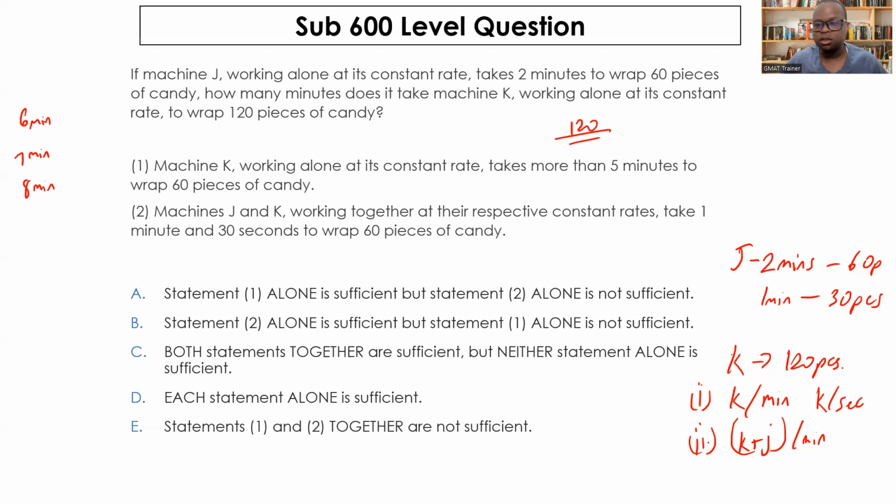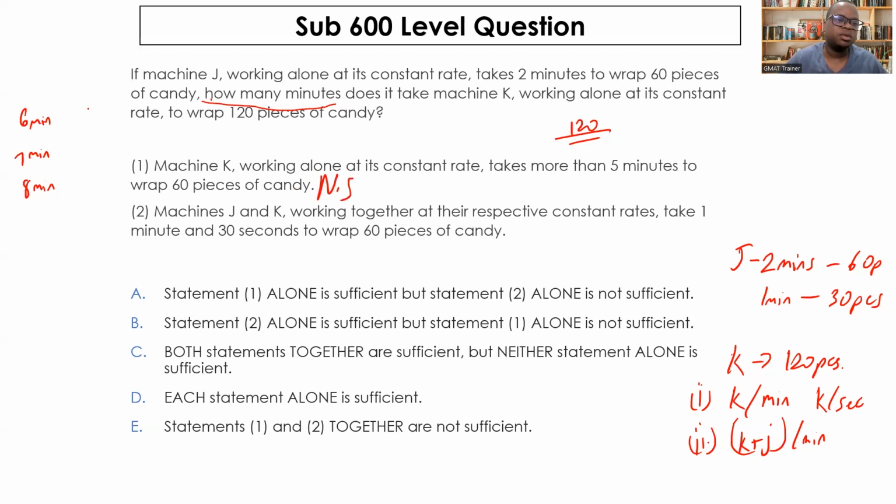And if you have different rates of wrapping candy, that also means we'll have different times to wrap 120 pieces of candy. You've been asked for a unique answer. How many minutes does it take? So 6 minutes, 7 minutes, 8 minutes, or any other that you may have, will give us different values. If it gives us different values, then it's not sufficient in this case, because we need just one specific answer. So this is not sufficient.